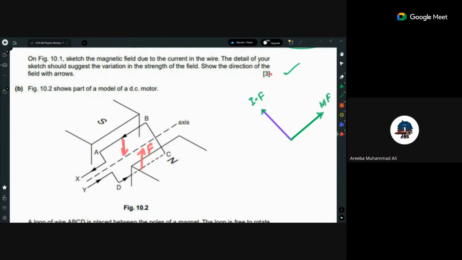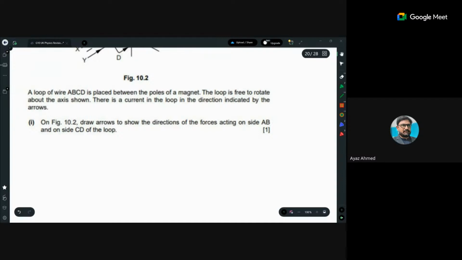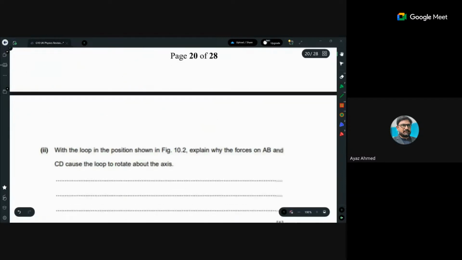Is it? Yes, sir. So you found the force on one side, so definitely the current is reversed on the other side, so the force will definitely be reversed. So the force was upward. Got it? Got it. Okay. Next, you have done it. I mean, you are done with that one.